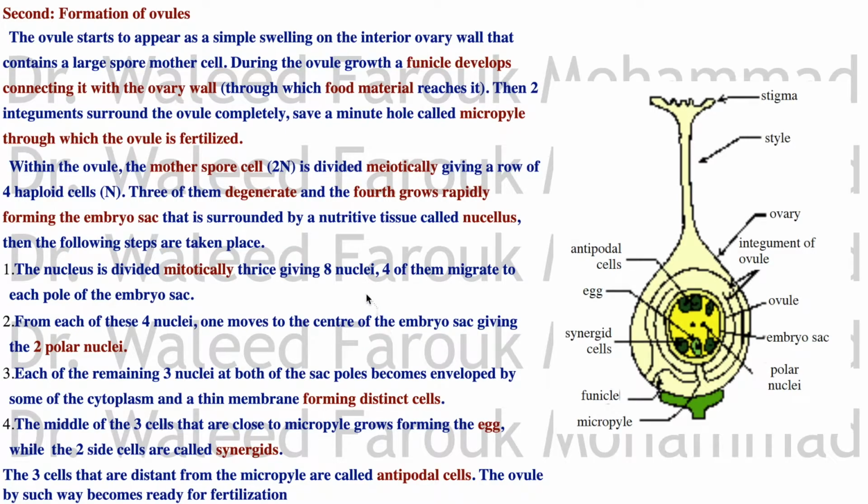Now, formation of the ovules, on the other hand, starts by a simple swelling on the interior ovary wall. It contains a large number of large spore mother cells. Large, yes, in size, spore mother cells. During the growth of this ovule, a funicle develops. Funicle means a little passage.